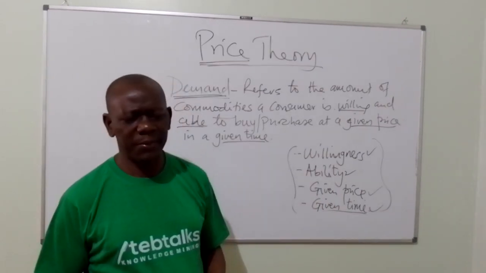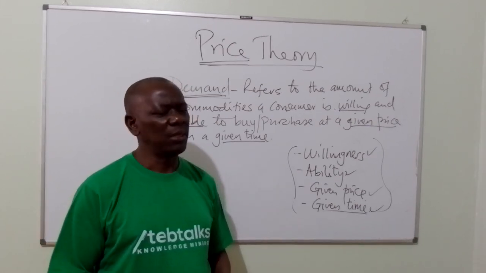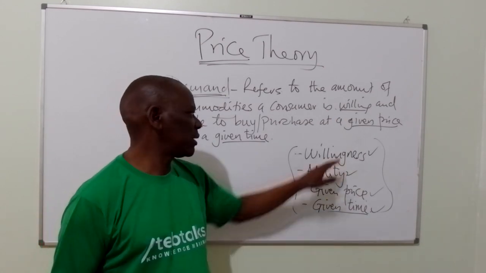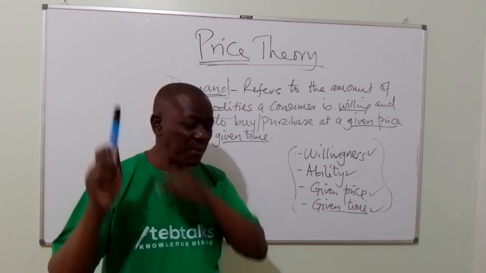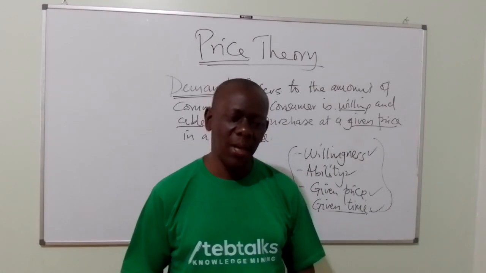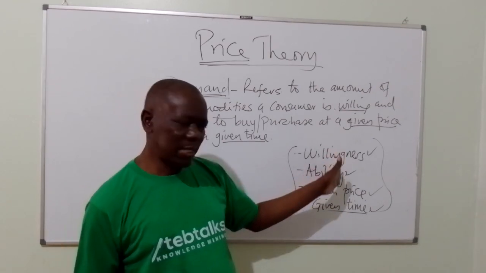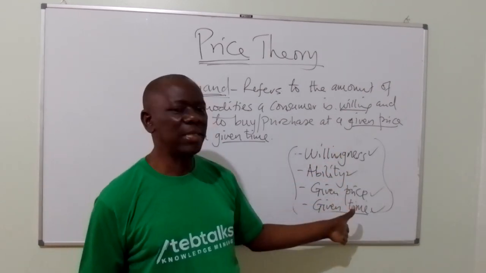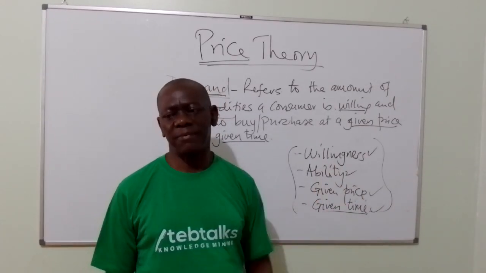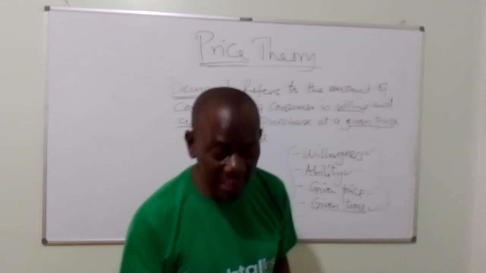Why are they not willing? It may be culture. It may be education. It may be customs or traditions. It may be so many factors. Religion. So many factors will determine the willingness. So when you talk of demand, demand must have these four in place. And when you are defining demand, make sure you make a statement that clearly brings out these four. Willingness, ability, given price, given time. The moment you have those four, then in economics we say there is demand.